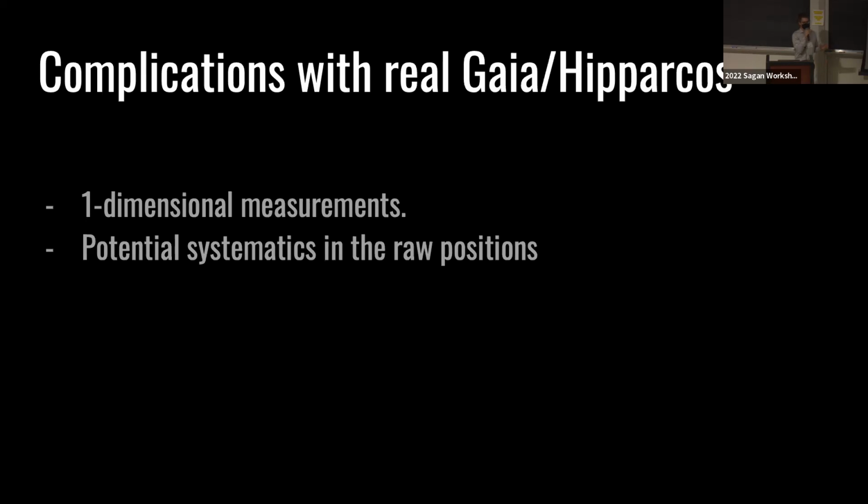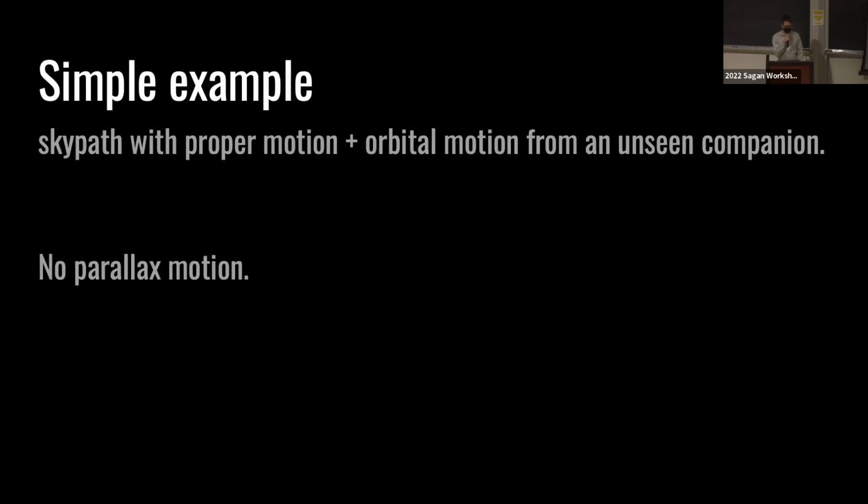The first complication is that the measurements are not 2D, they're one-dimensional. I'm going to explain what that really means. For that, we're going to do a simple example. We have some sky path with proper motion and an orbital motion from an unseen companion. There's no parallax. The companion mass is going to be huge again, like 150 Jupiters, but there's no parallax here. It's just motion across the sky with a companion.